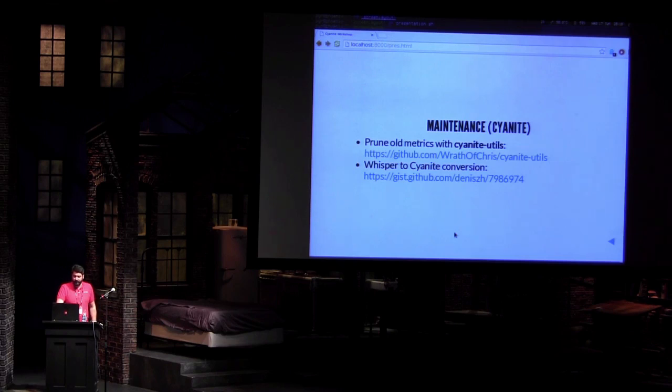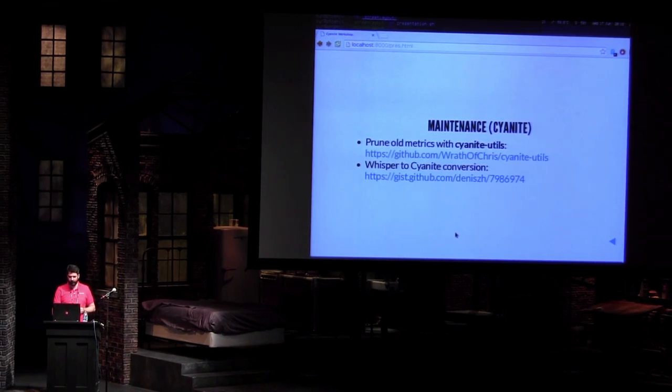In terms of maintenance, there are a couple of Python tools that are very useful to deal with pruning all metrics when there is something you don't want to input anymore, to get an idea of the usage of your metrics. There's also a tool if you want to convert Whisper files to Cyanite, and just when you're changing from one to the other, that's been really useful.